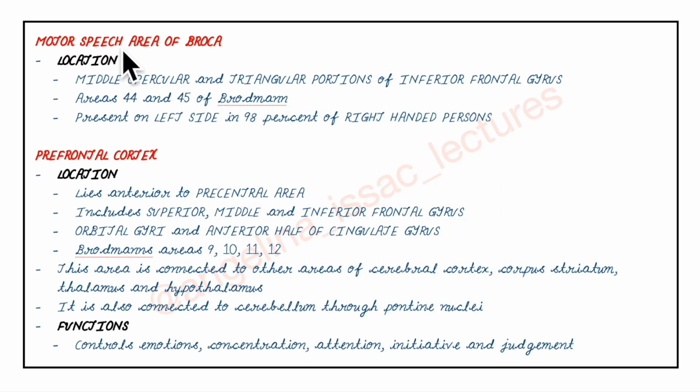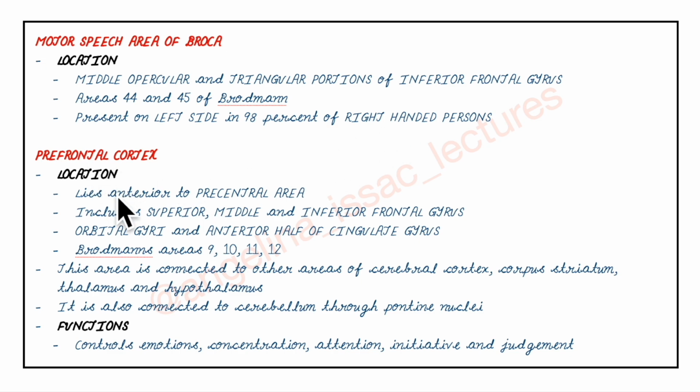Consolidating the important points under the motor speech area of Broca and the prefrontal cortex, the motor speech area of Broca lies in the opercular and triangular portions of the inferior frontal gyrus, that's the pars opercularis and pars triangularis. It occupies the areas 44 and 45 of Brodmann. It is present on the left side in 98% of right-handed people.